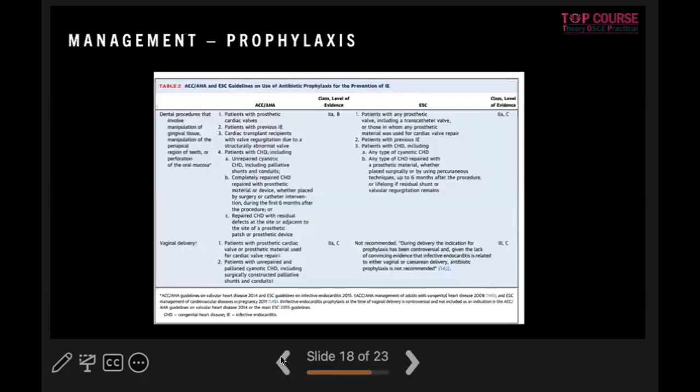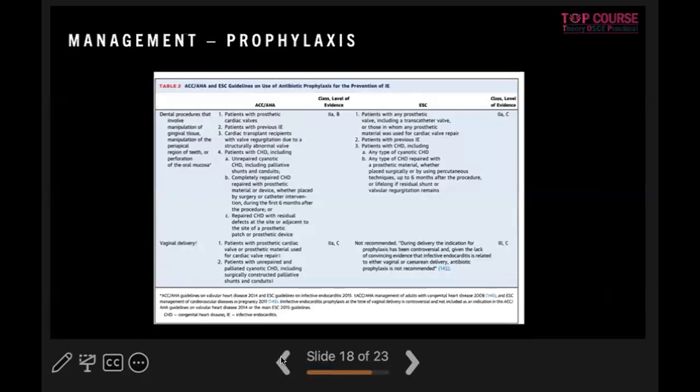Coming on to prophylaxis in cases of infectious endocarditis, usually it is done before the dental procedures or before the vaginal delivery. Okay, so dental procedure involves manipulation of the gingival tissue or periapical region of the teeth or perforation of the oral mucosa. As per the American as well as European guidelines, if the patient has a prosthetic valve, a previous history of infective endocarditis, or any congenital heart disease or structural heart disease, you have to definitely give the prophylactic therapy.